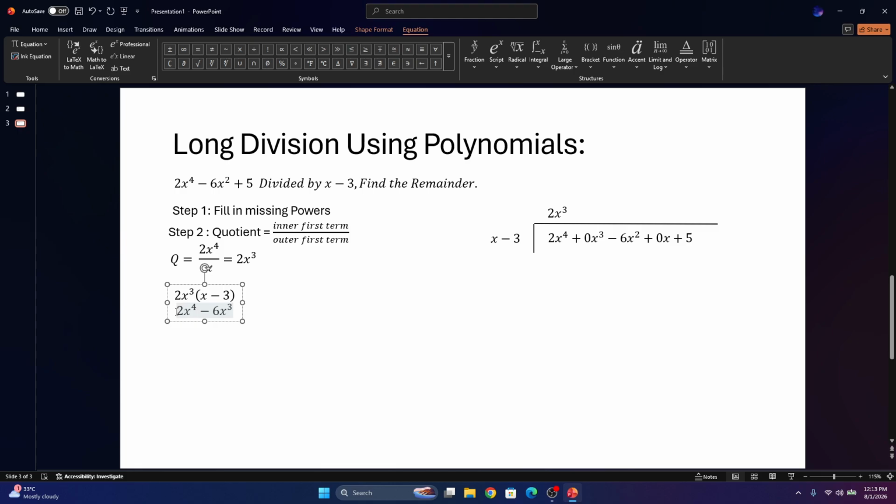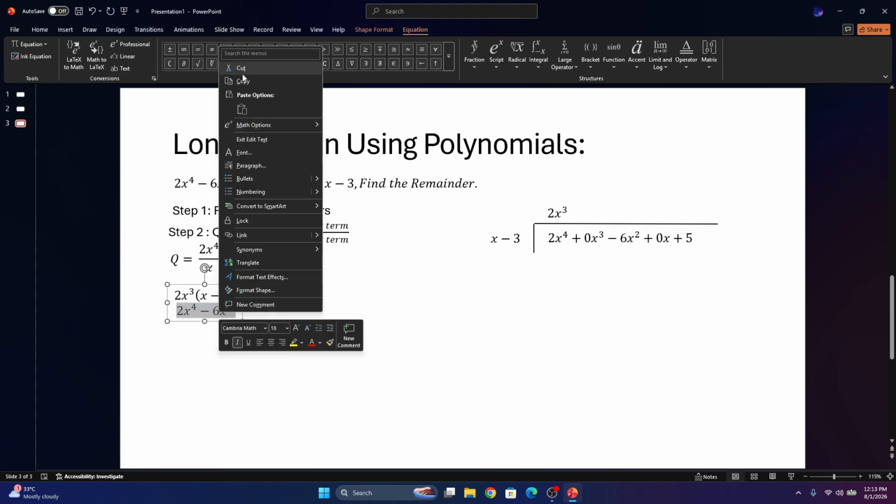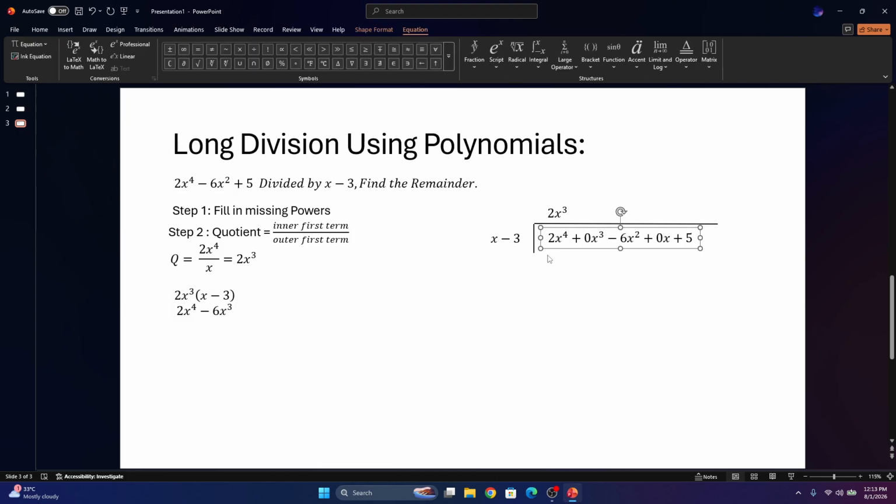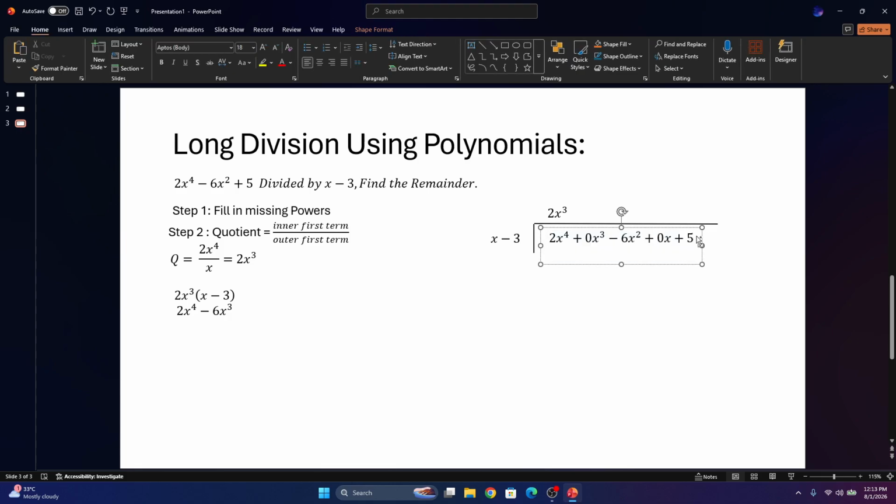So now I'm just going to copy this right here, and we're just going to write this down right here. Now I'm going to enter, and paste this value, and move it a bit back. So now that we have the value that we're going to place here, with that we're going to subtract this entire value from the initial expression right here.